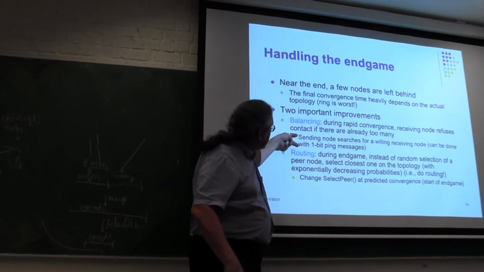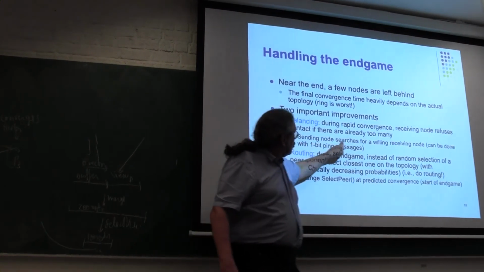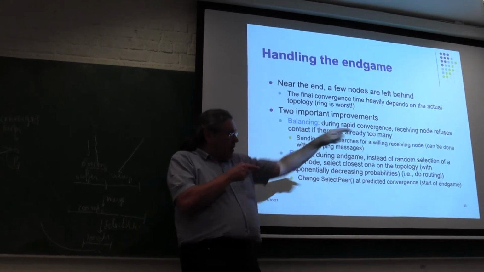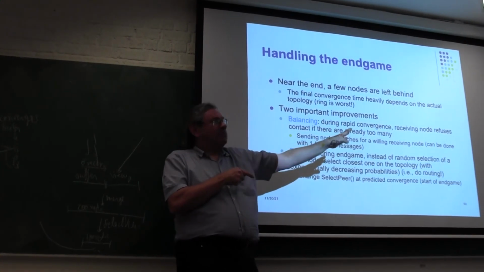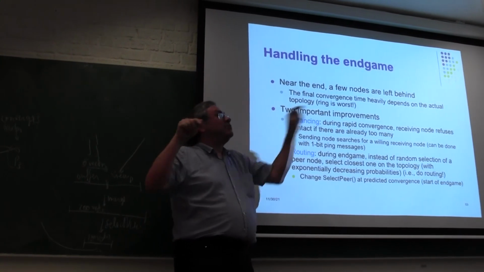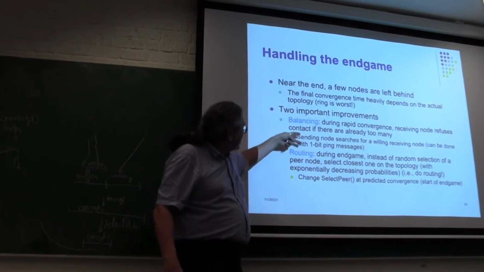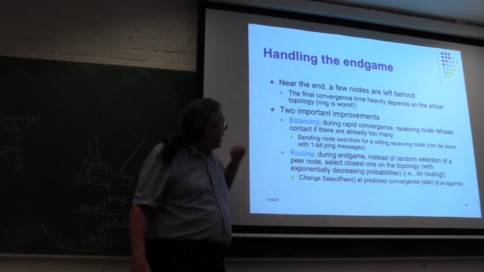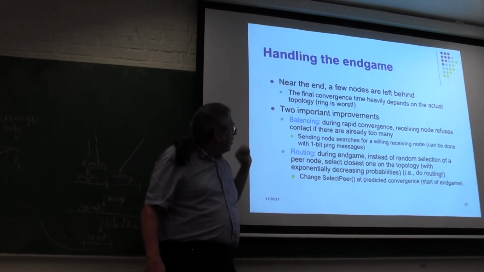That means the sending node has to search for a willing receiving node. The sending node might say, I want to go to you, and the node says, no. Okay, I'll try you. No, no. And eventually it finds one, okay? So it has to actually search for a willing receiving node. That makes the algorithm more complicated, but it balances out.